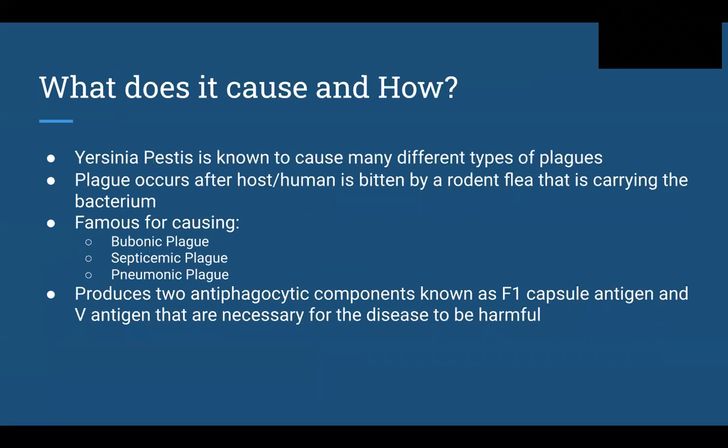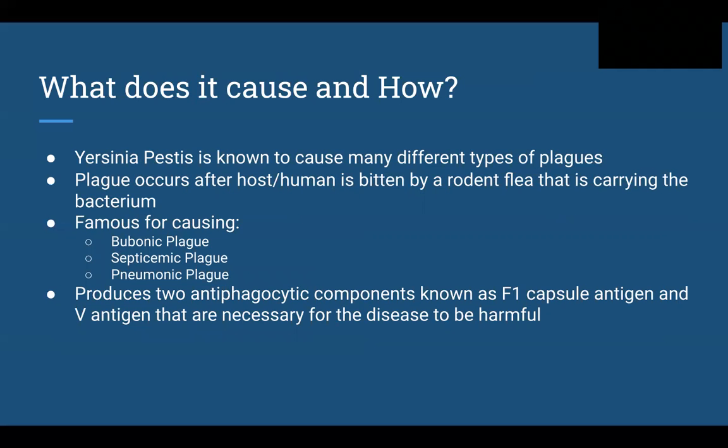And so what does it cause and how? Yersinia pestis is known to cause many different types of plagues. These plagues occur after the human host is bitten by a rodent flea that is carrying the bacterium. Some of the most famous plagues that Yersinia pestis causes are bubonic plague, septicemic plague, and pneumonic plague.